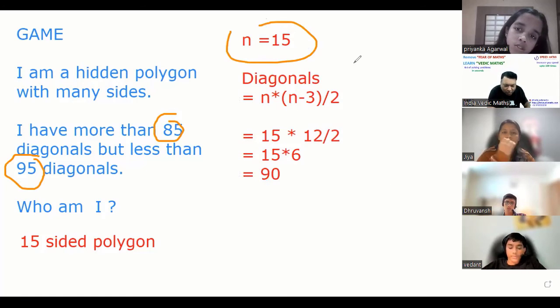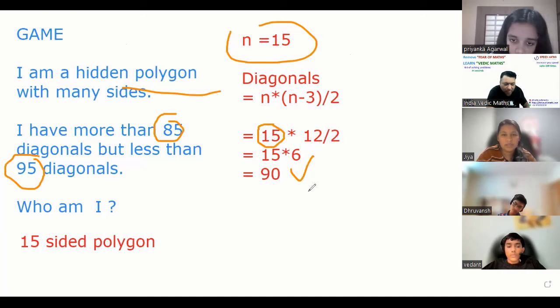Tell me now, anybody, any question? Is all good about diagonals? Any confusion? Did you do like 12 divided by 2 and then 15 times 6? 15 है ना? 15 times 6, sorry.